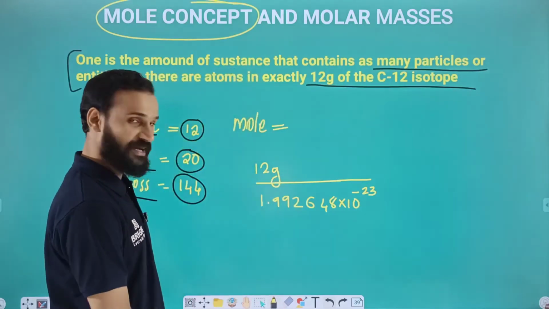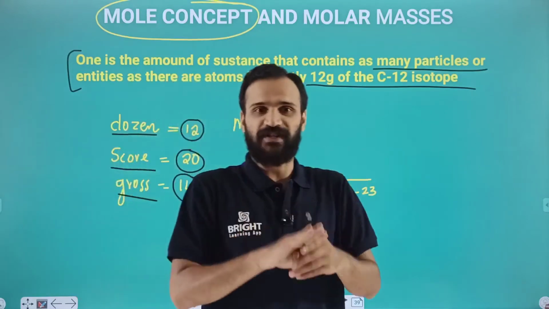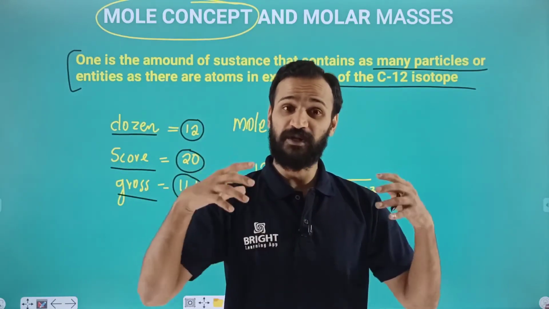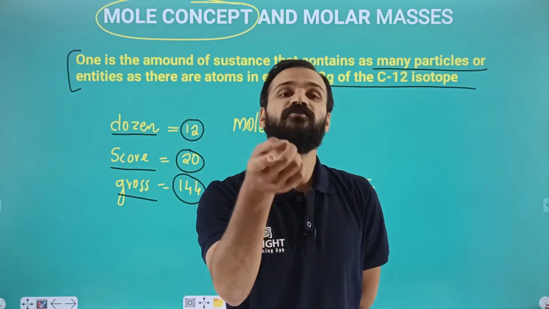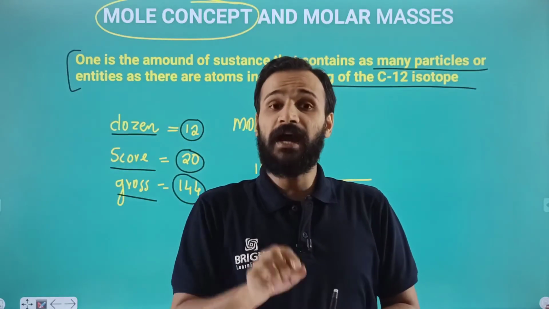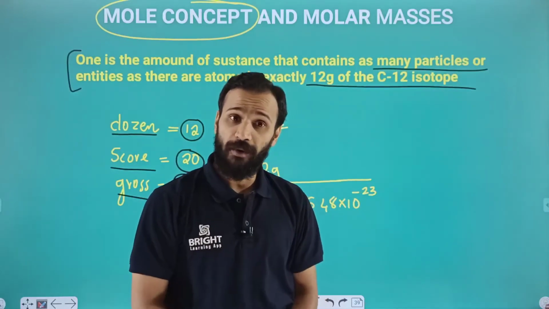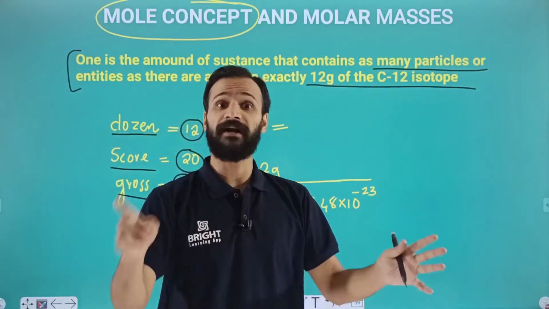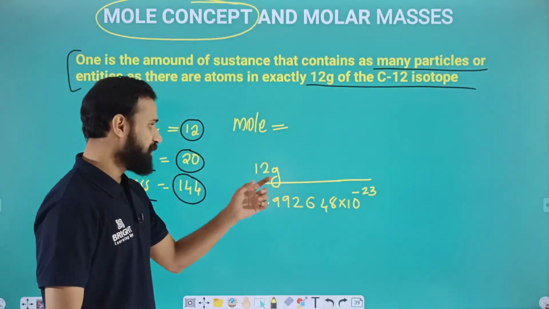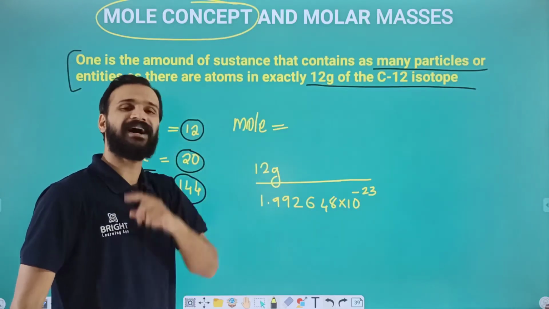Okay, I'm repeating, dear students. What is 1 mole? 1 mole represents the number of entities present in 12 gram of carbon 12 isotope. If you take 12 gram of carbon 12 isotope and count the number of carbon atoms in that 12 gram, that is equal to the Avogadro number, that is equal to 1 mole. So to get that, we have to divide 12 gram by the mass of 1 carbon 12 atom.